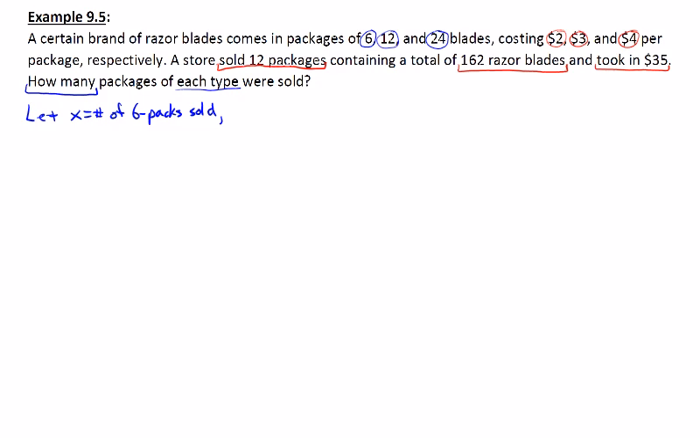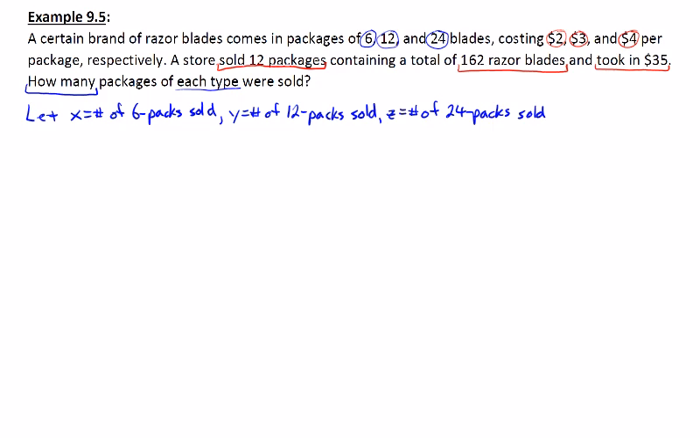So we want to be as specific as we can with our variable, so that way it makes sense with our equation. Our equations, we're going to write 3. So Y is going to represent the number of 12 packs that are sold, and then Z is going to represent the number of 24 packs that are sold. So there's our 3 variables. We need to have 3 equations to go with that.